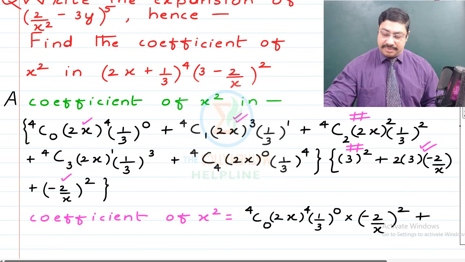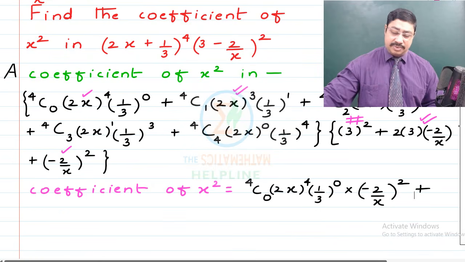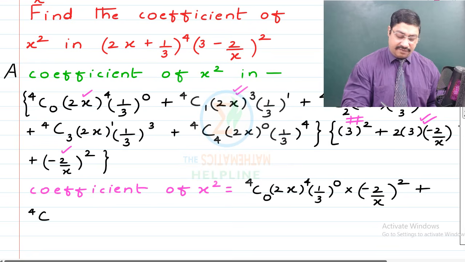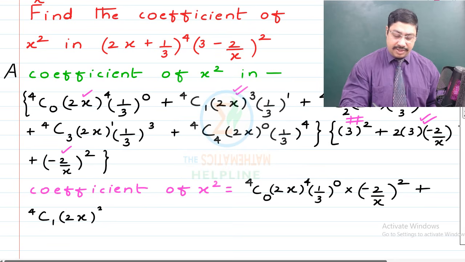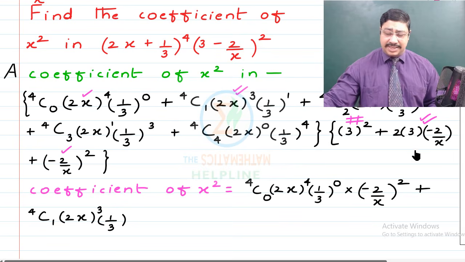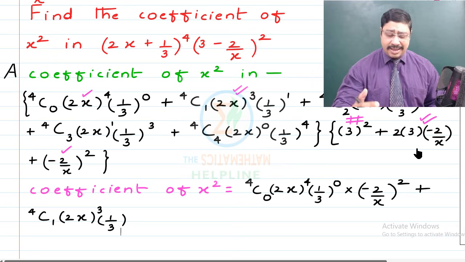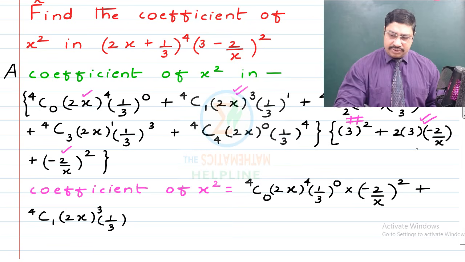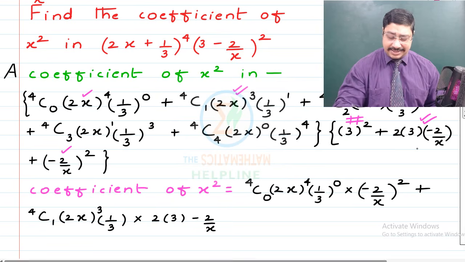To this, children, is going to be added the next term, that is going to be the ones with the double ticks. So which is the one with the double tick? The first is 4c1 2x, which is raised to the power 3, and then further we have 1 upon 3 multiplied with it, right? This, children, is going to be multiplied with the one which has got double tick, that is this one, to give you again x square as the variable's power to be 2, right? So here thus we have this to be further multiplied with 2, which gets multiplied with 3, which further gets multiplied with minus 2 upon x, right?